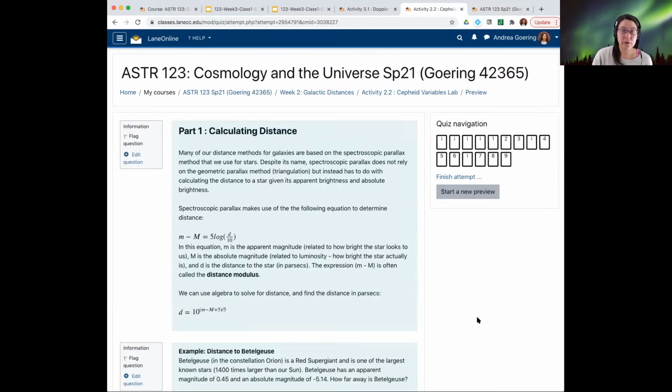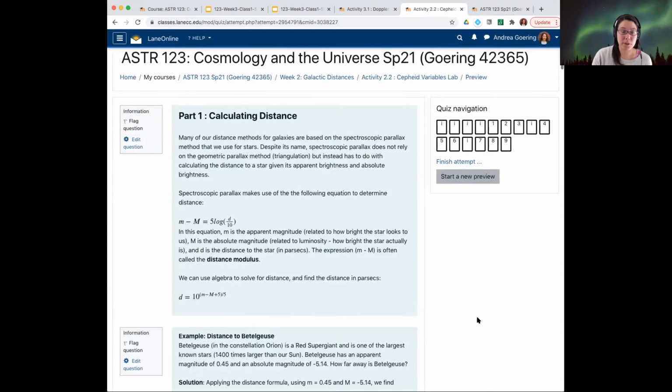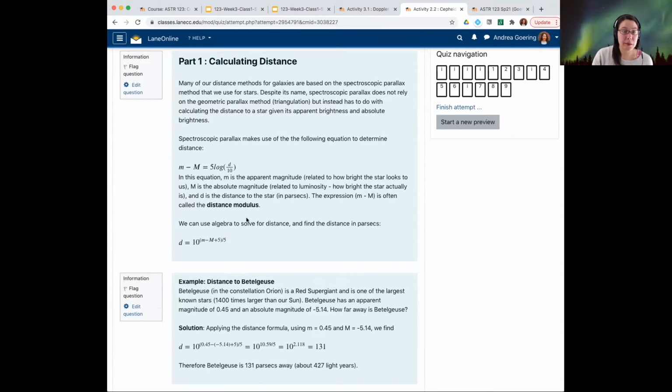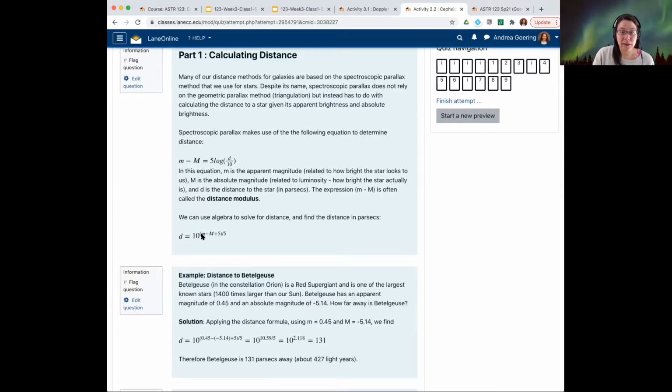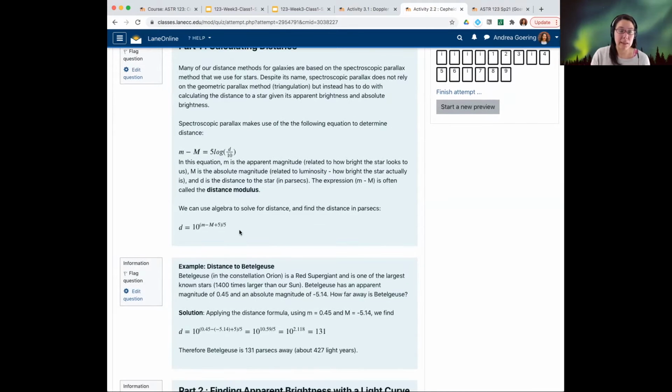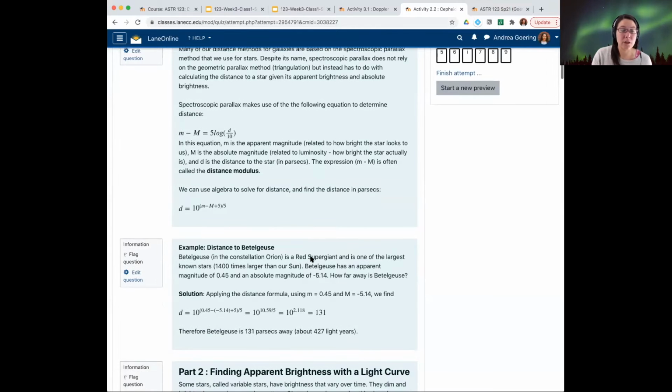All right, I wanted to do a little bit of a how-to on the Cepheid Variables Lab. So we have these equations, the distance equation based on the apparent magnitude little m, the absolute magnitude big M, and that distance modulus is used to calculate our distance in parsecs. So this was the task of this lab, was to use the graphs of some Cepheid variable stars to find their apparent magnitude, their absolute magnitude, and then use that to calculate the distance to those stars.